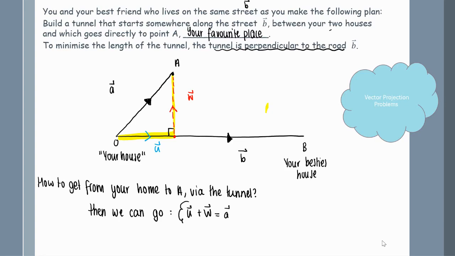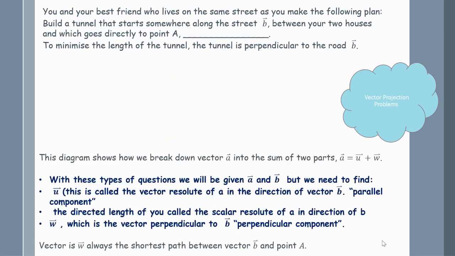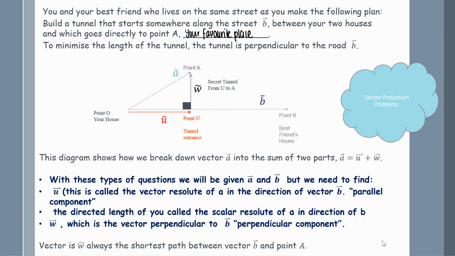This diagram shows vector projections. It shows the projection of A into two components, U and W. So whenever we have vector projection questions, they are like this when you try and find U and W. Writing it a little bit neater, we look something like this. So this diagram shows how we break down vector A into the sum of two parts. Vector A equals vector U plus vector W.